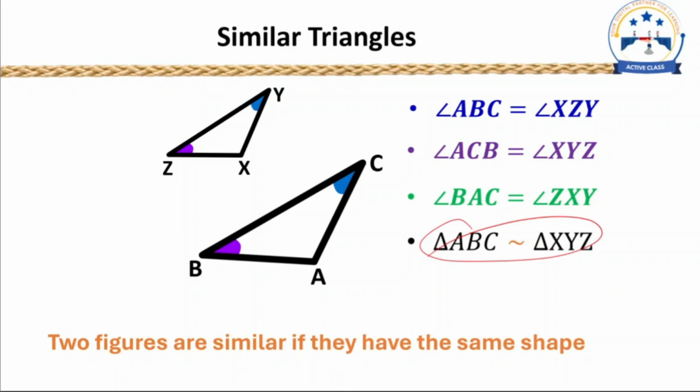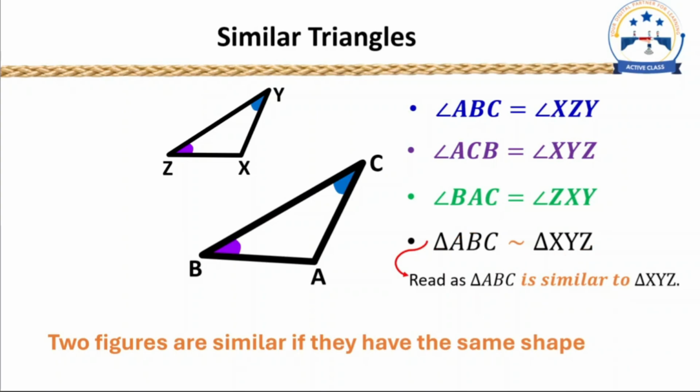This is read as triangle ABC is similar to triangle XYZ. Please do not forget this symbol, which we always use to represent similar to. If the two triangles are similar, we use this symbol in math. You know, in congruent triangles, the corresponding angles as well as corresponding sides are equal. But here, in similar triangles, only the corresponding angles are equal.